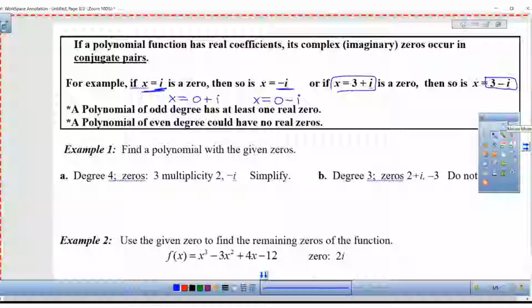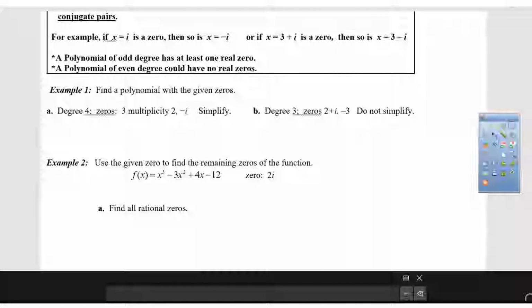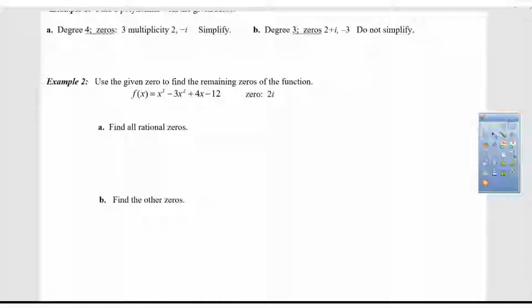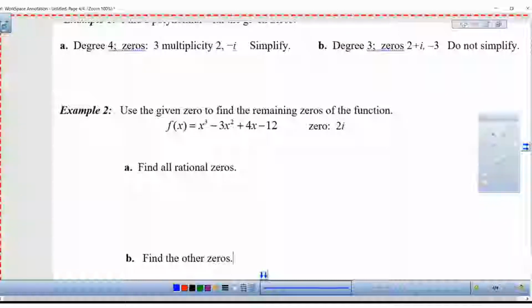Okay, let's go ahead. So find a polynomial with the given zeros. Okay? So this one right here says degree 4 and it lists the zeros. So you know it's supposed to have an x to the 4th. So this is going to be y equals. You have a solution of 3. Now this says multiplicity 2, which means twice. So if you have x equals 3 as a solution, you have an x minus 3 as a factor. And the fact that it's multiplicity 2 tells you to square it.